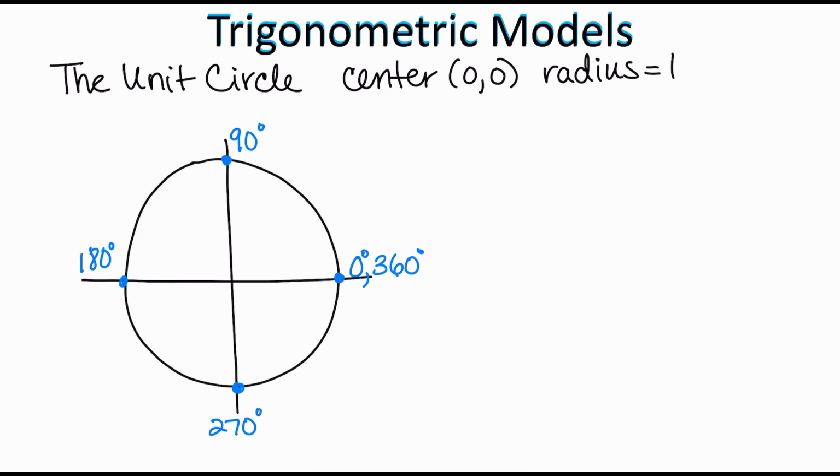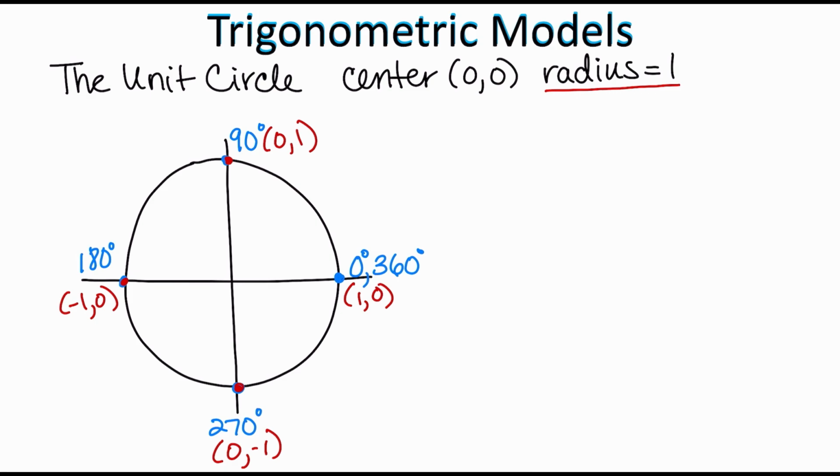The other thing is, since we know that the radius is equal to 1, that means that I can figure out the ordered pair at each one of these points. Because this radius right here is equal to 1, I know that the ordered pair at 0 is (1, 0). The ordered pair at 90 is (0, 1). The ordered pair at 180 is (-1, 0). Down at 270 is (0, -1). And of course, back at 360, we're back at (1, 0).